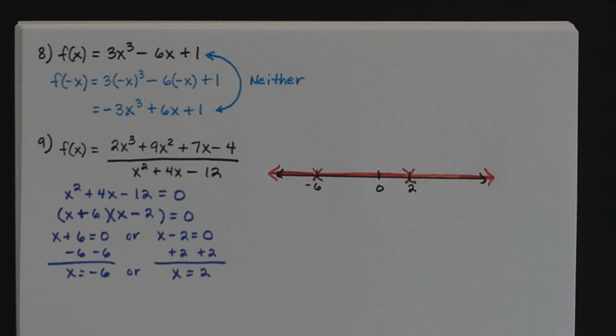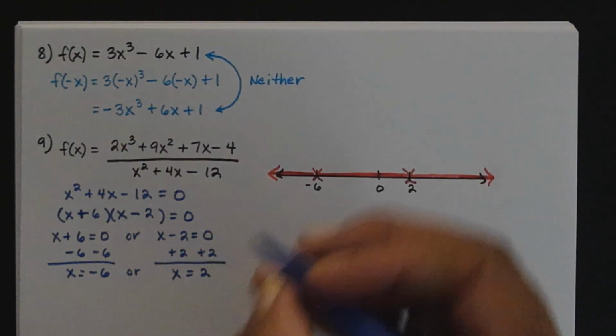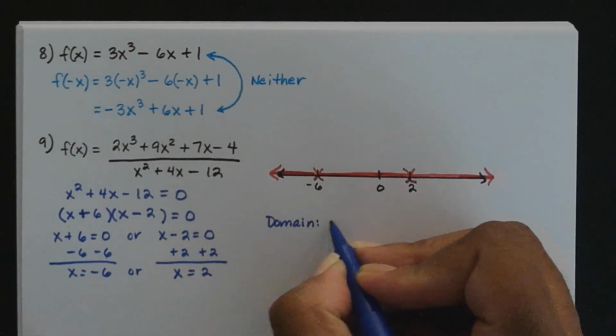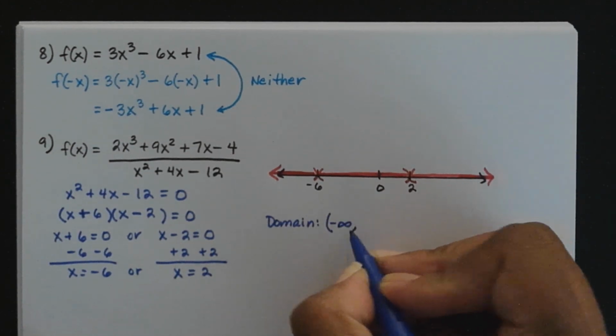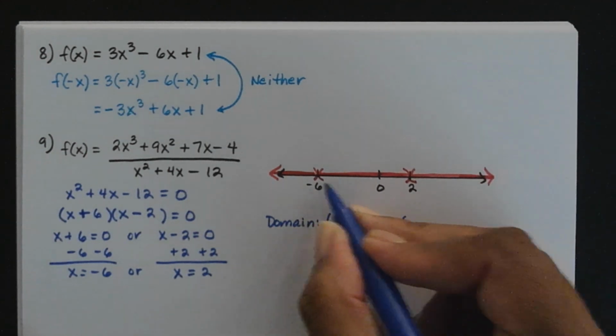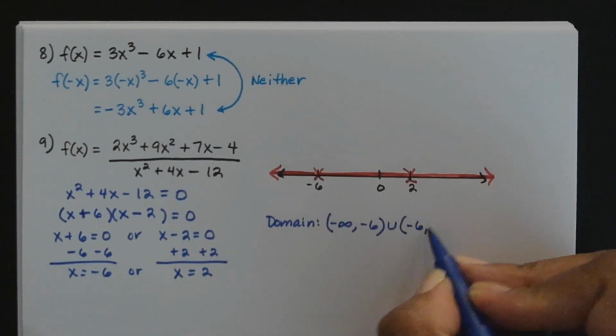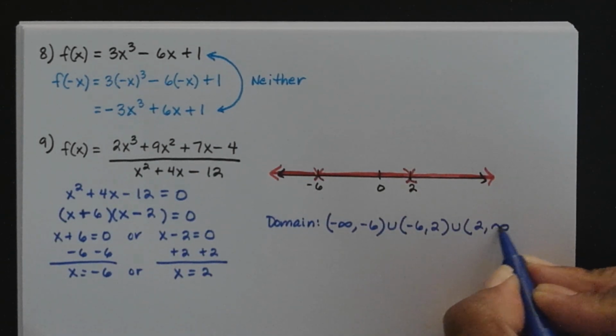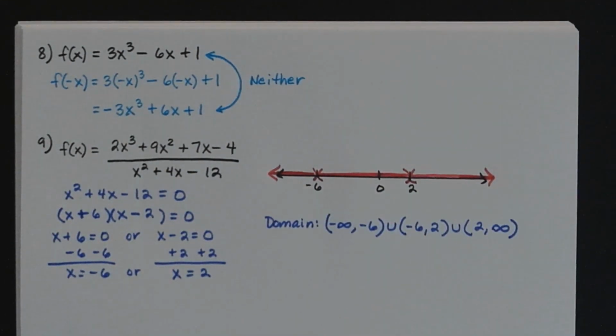So the interval notation for the domain of this rational function would be this. Negative infinity up to negative 6, or from negative 6 to 2, or from 2 on to infinity. Okay. That's how we write the domain of this rational function in interval notation.